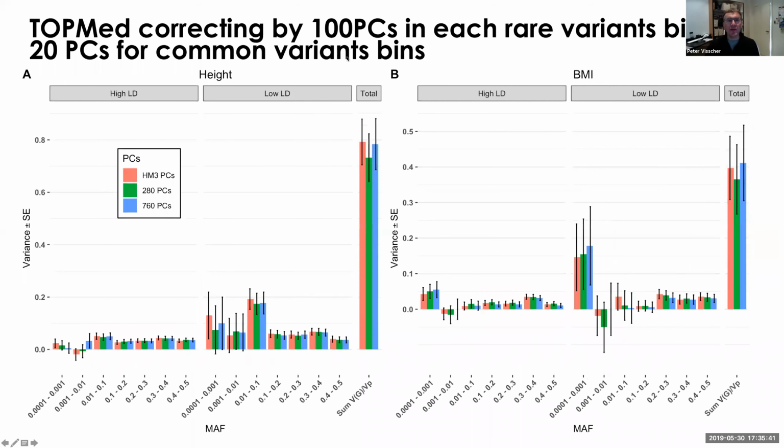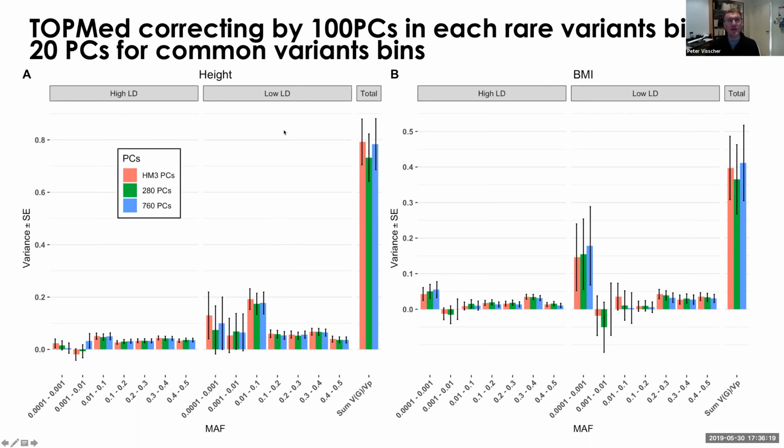This is not in the preprint, where we fitted up to 100 PCs in the rare bins. So these rare bins over here contain 100 PCs. And again, the results did not change appreciably, even if we fit 760 PCs. So again, our conclusion from this was that it appears that we have adjusted for subtle population stratification appropriately. We were still not 100% convinced, so we did an additional analysis.